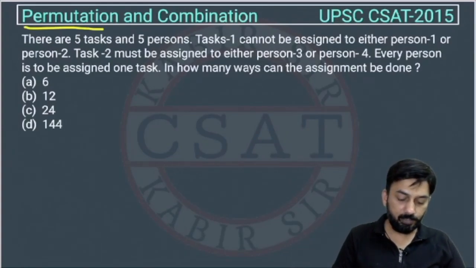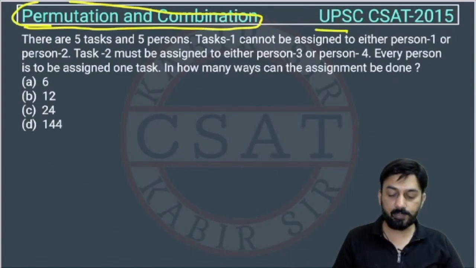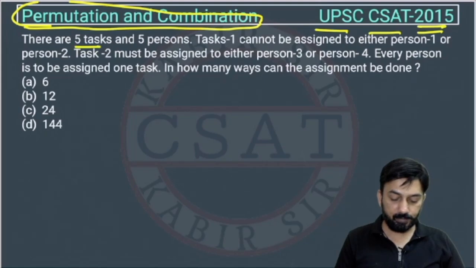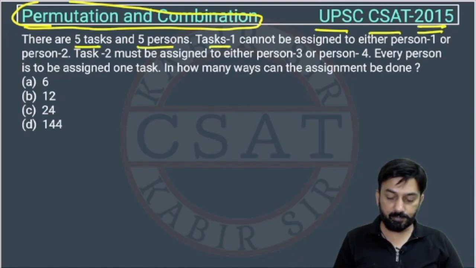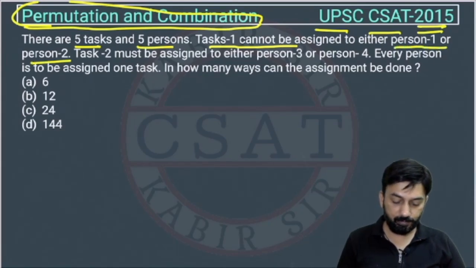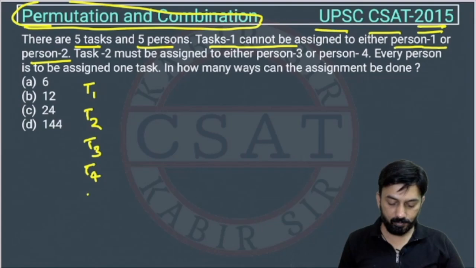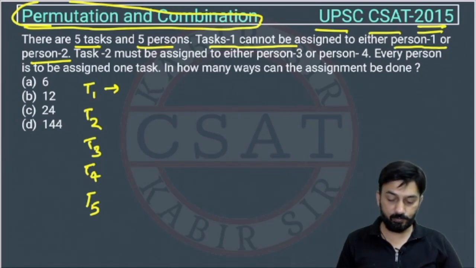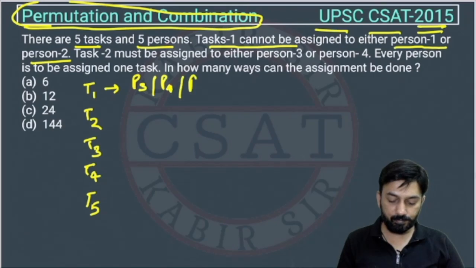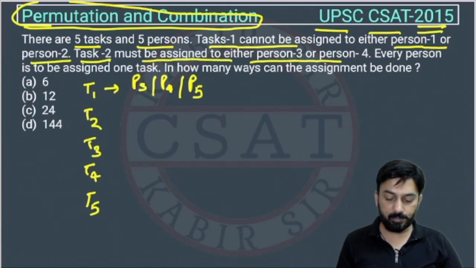This is a problem from the permutation and combination chapter asked by UPSC in the CSAT paper of 2015. This is a good question. There are 5 tasks and 5 persons. Task 1 cannot be assigned to either person 1 or person 2. Suppose the tasks are T1, T2, T3, T4 and T5. T1 cannot be assigned to person 1 and person 2, so it can be assigned to person 3, person 4 or person 5. Now task 2 must be assigned to either person 3 or 4.